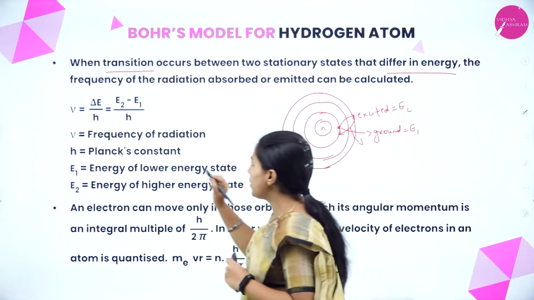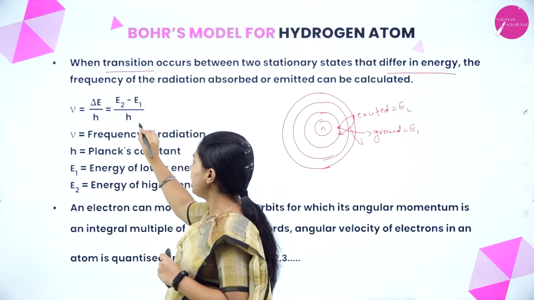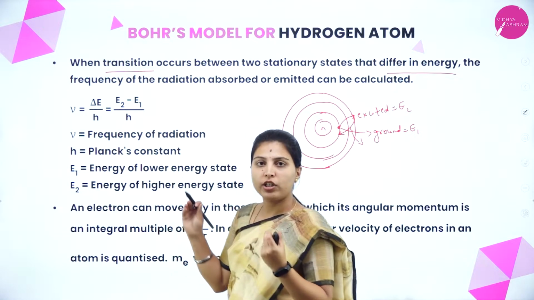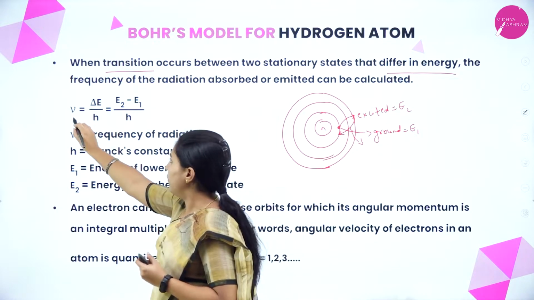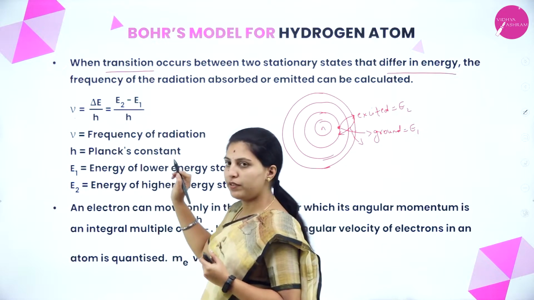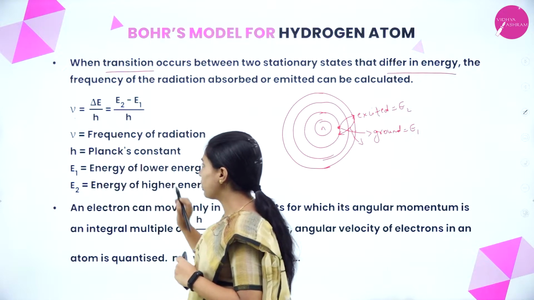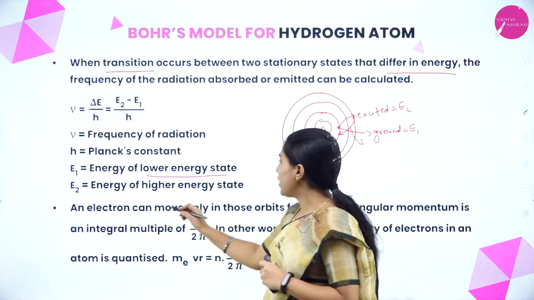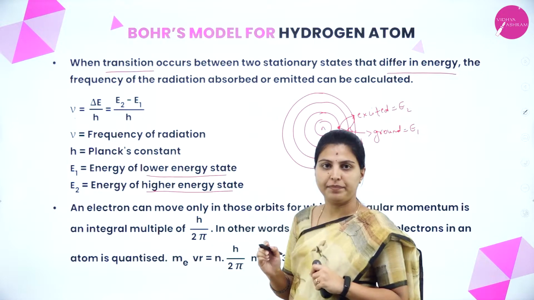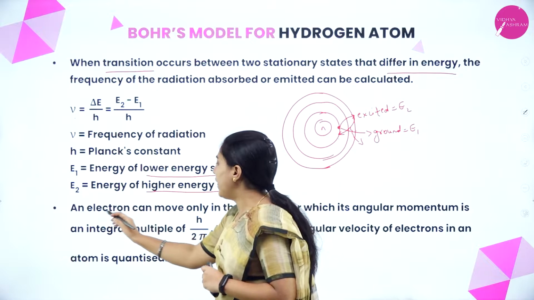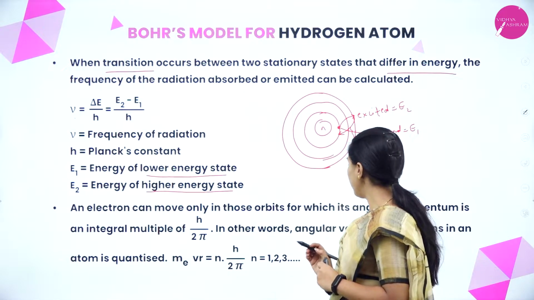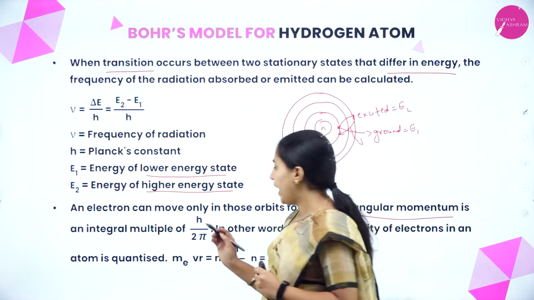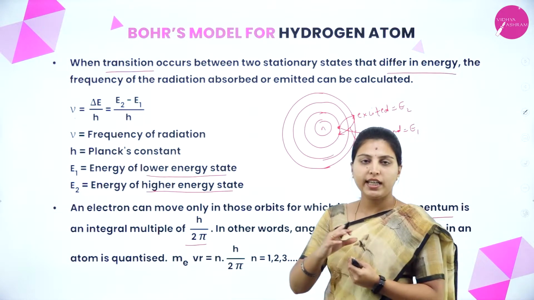Those energies we have taken here, E2 minus E1, divided by what? Planck's constant. Once again we are telling what the terms are here. We have used nu, which means frequency of radiation, h means Planck's constant, E1 is the energy of the lower energy state, E2 is the energy of the higher energy state. Next, an electron can move only in those orbits for which its angular momentum is an integral multiple of h by 2 pi.